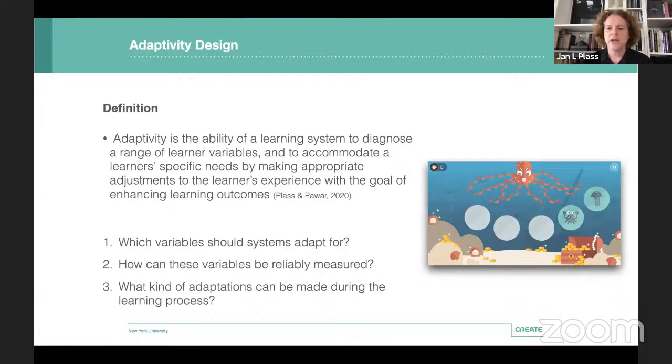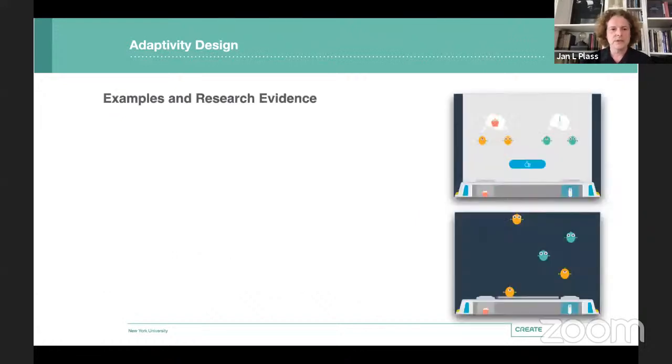So that's from a recent article. On the right, you see another executive functions training game, which is called Crustaceans. This is about working memory, and it's essentially in the form of an N-back task. You have to remember what those crustaceans were, what shapes and what colors they were. When it comes to adaptivity design, we need to resolve which variables we should actually adapt for in the system and how these variables can be reliably measured. And then we need to figure out what kind of adaptations can even be made during the learning process to reflect those. And so this is implemented here, where we compared an adaptive versus non-adaptive version of our EF game.